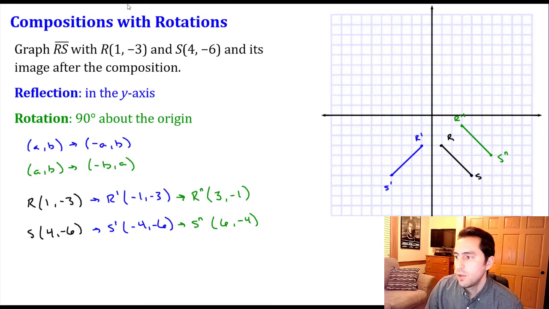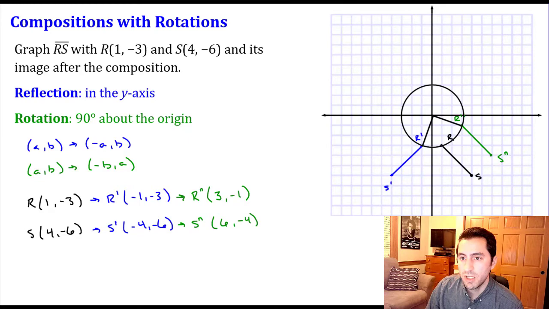So a rotation, we know that the distance from the origin to the pre-image and the image should stay the same. So one way we can illustrate that is just with a circle. If I draw a circle that goes through R prime and R double prime, we can see that that distance from the origin does stay the same and it stays unchanged. If I draw in some segments here connecting it to the origin, we should see a 90-degree angle. So from the origin to R prime and from the origin to R double prime, these have opposite reciprocal slopes, so they do have that 90-degree angle between them.